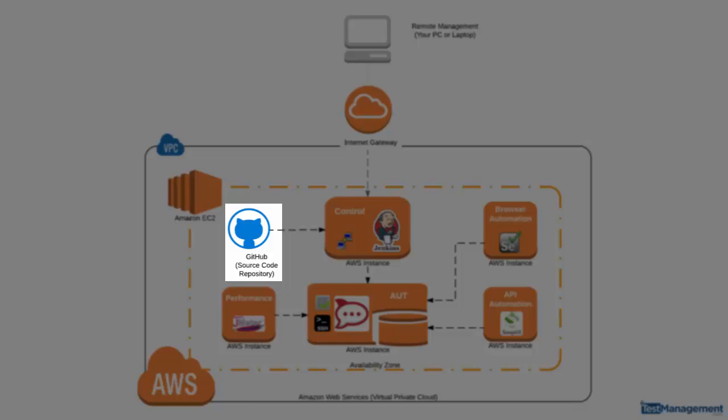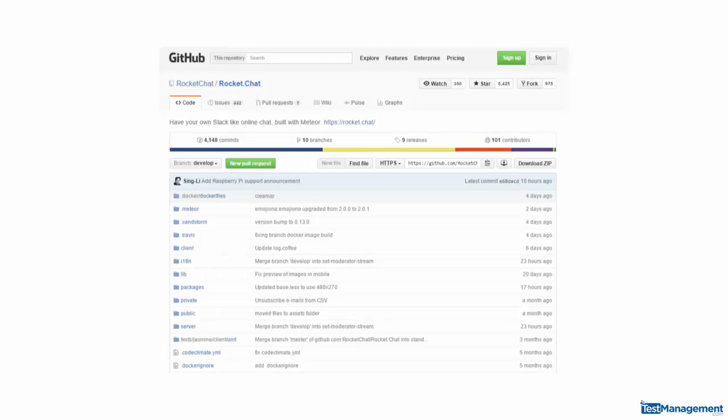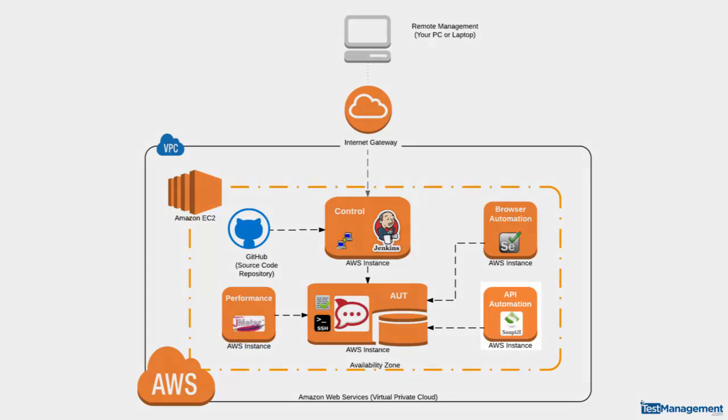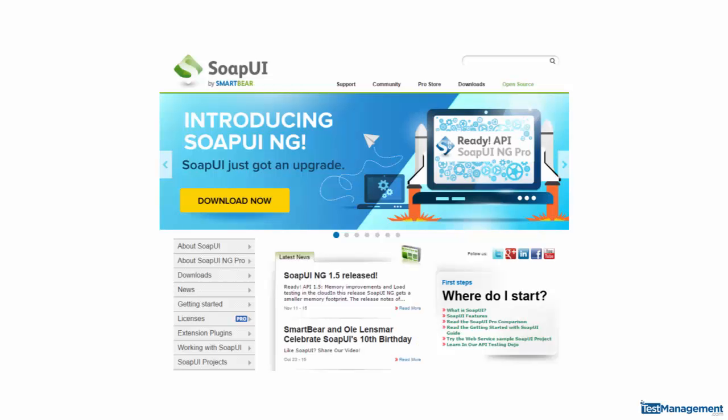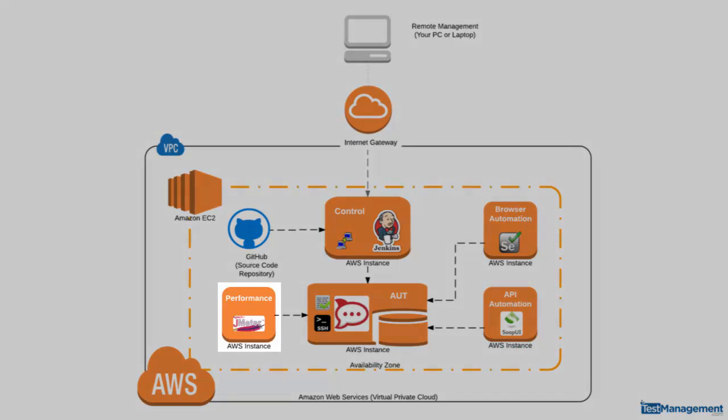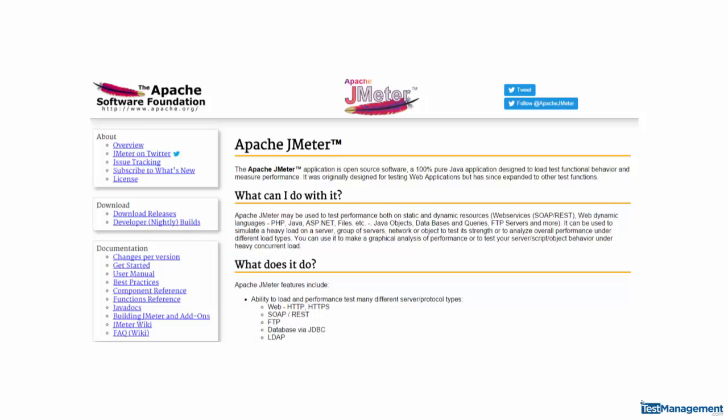Git and GitHub, the source code tool we'll be managing and retrieving the source from to build our application. SOAP UI, the test automation tool we use to run our API-based automation tests. And finally, JMeter, the load test tool we'll use to assess the performance of the application under test.